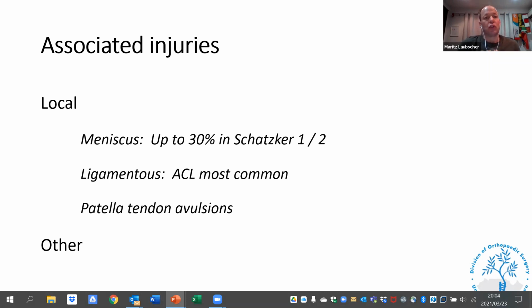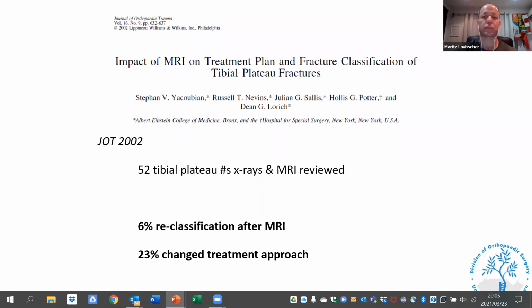So the most common associated injury of a tibial plateau fracture is a meniscal injury, and this occurs in up to 30% of Schatzker 1 and 2 injuries. So that's why you should always have a strategy to assess for a meniscal injury. Of ligamentous injuries, the ACL injury is the most common, and other associated injuries are patellar tendon avulsions or other fractures around the knee, including patellar fractures and distal femur fractures.